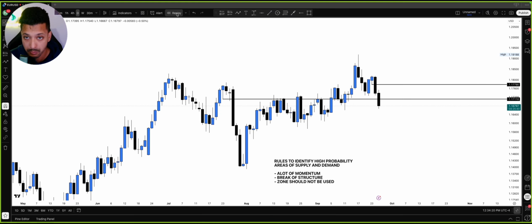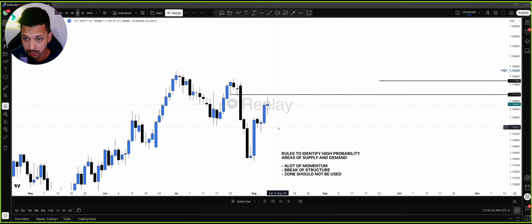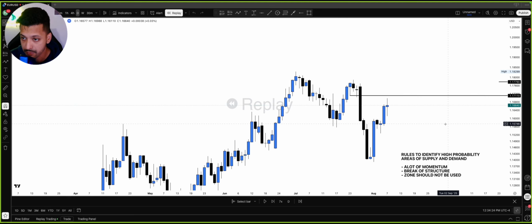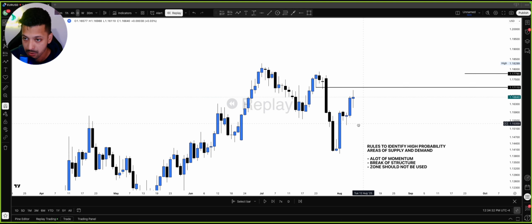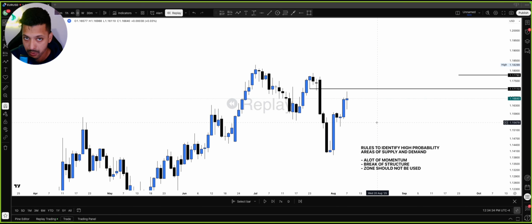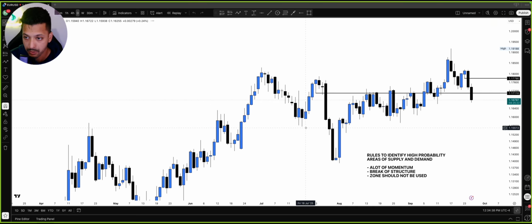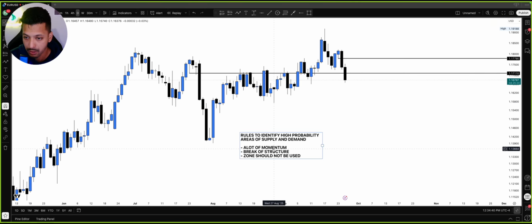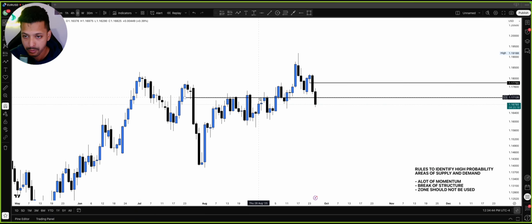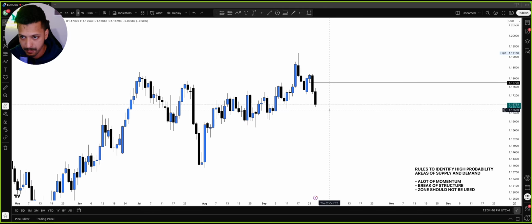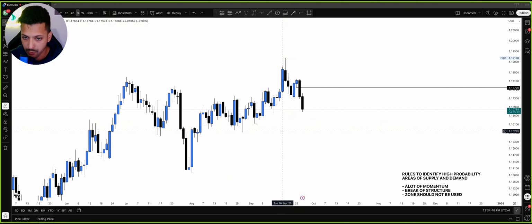Now, before price actually got to this level, like if we were here, this was definitely a valid area because all three rules were being met. Momentum, break of structure, zone should not be used. But after we pulled back into it and moved away from it, we broke our last rule, and due to that, we're not going to mark it anymore. Now the last thing that I want to show you guys is whenever price creates an area of supply or demand, it will always leave a void, right?